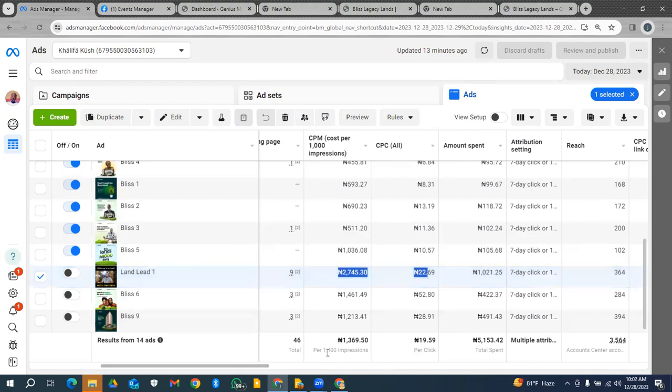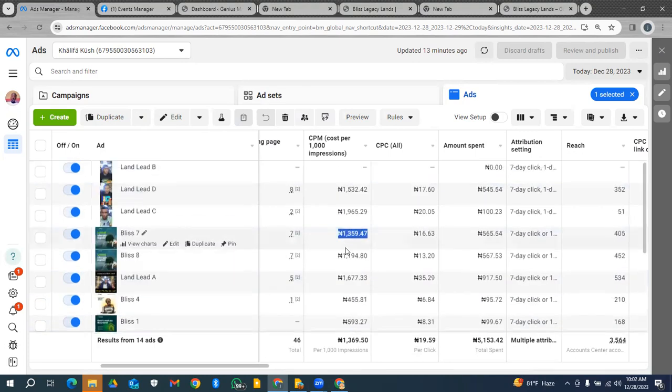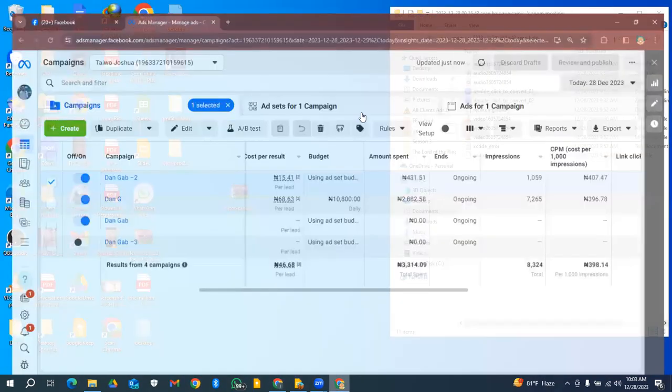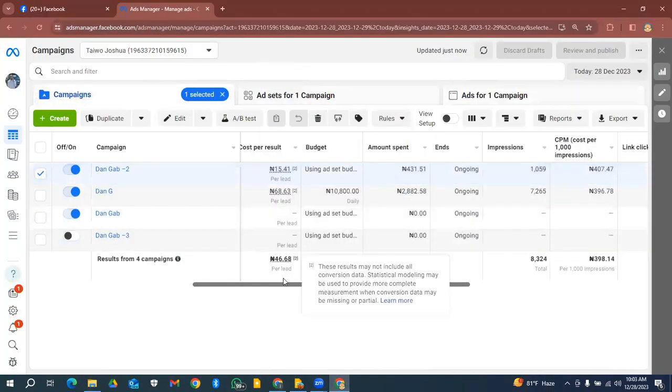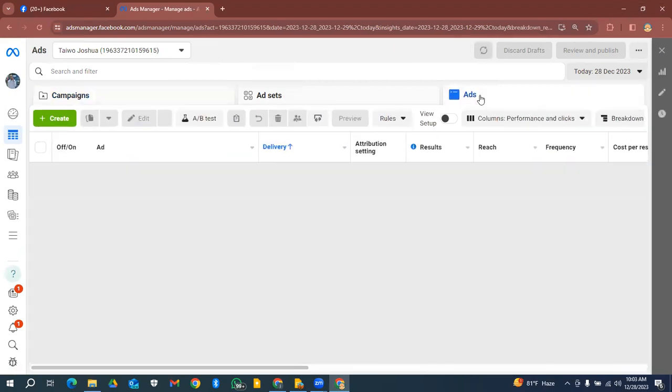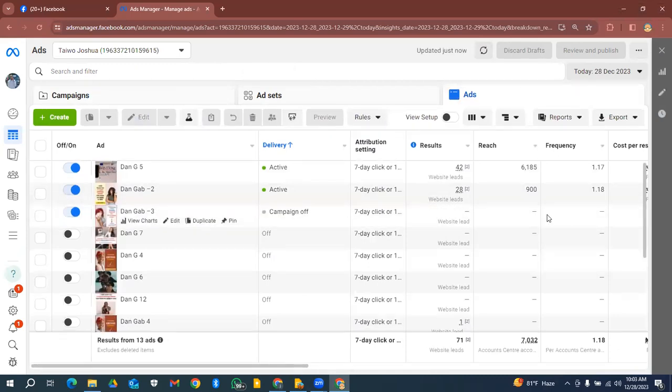Now, the third one is your CPR, your cost per result. Again, that one is dependent on you and what you sell. If your cost per result is too high, for example, if I was getting this 181 naira in this place, I would have shut down this ad. I have a multiplicity of ads I have shut down because their results were very high.